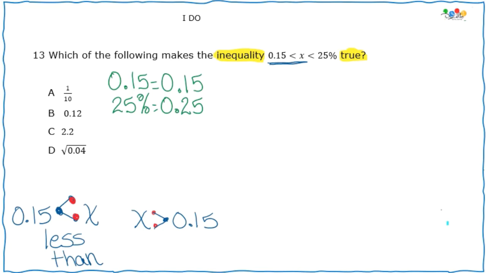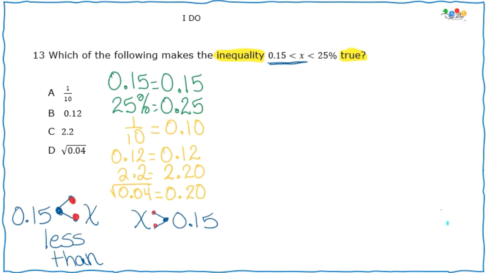Now I'm going to move on to the next numbers, right? So my next numbers are in answer choices A, B, C, and D. So A has 1 over 10, which is the same as 0.1 or 0.10, right? The same. 0.12, it's already a decimal, so I'm just going to rewrite it. The next one is 2.2, a decimal, or in this case, a mixed number. Put a 0 next to the 2, right? And the last one is square root of 0.04, which is the same as 0.2 or 0.20.